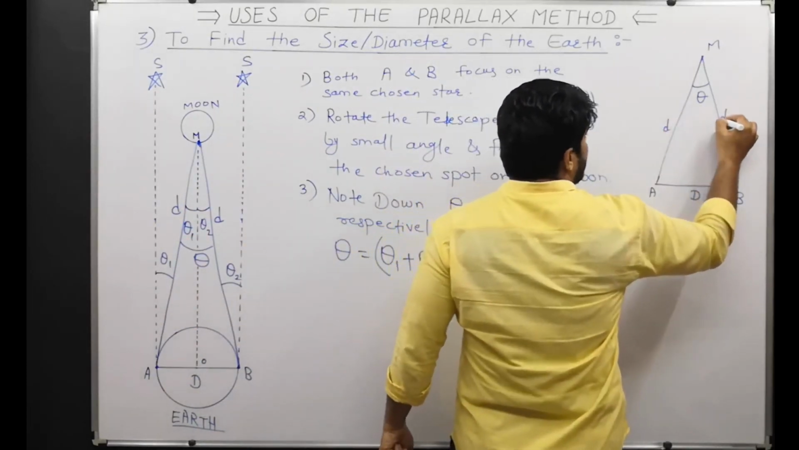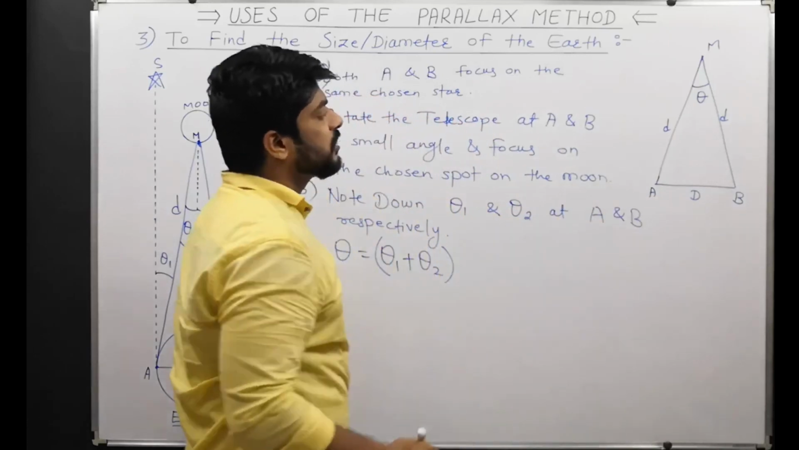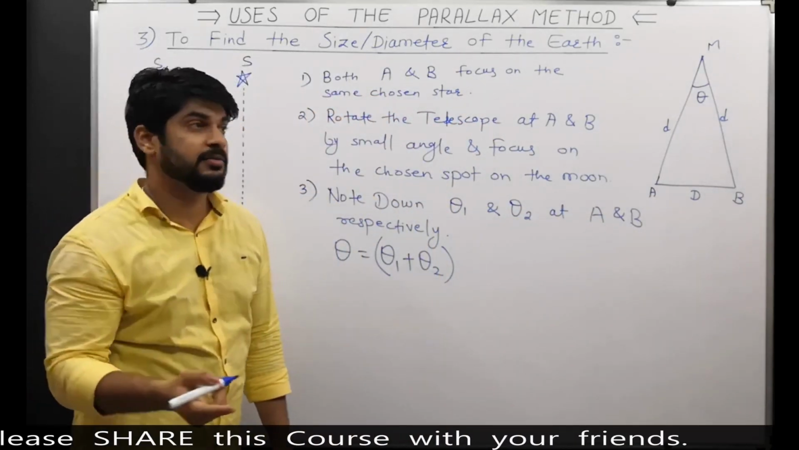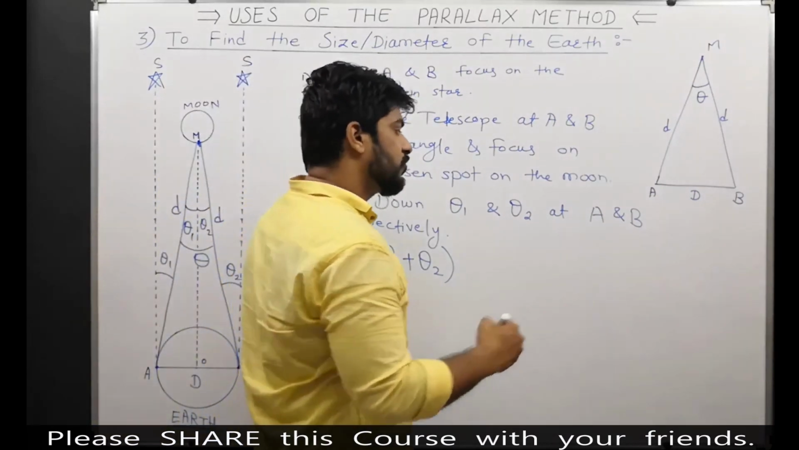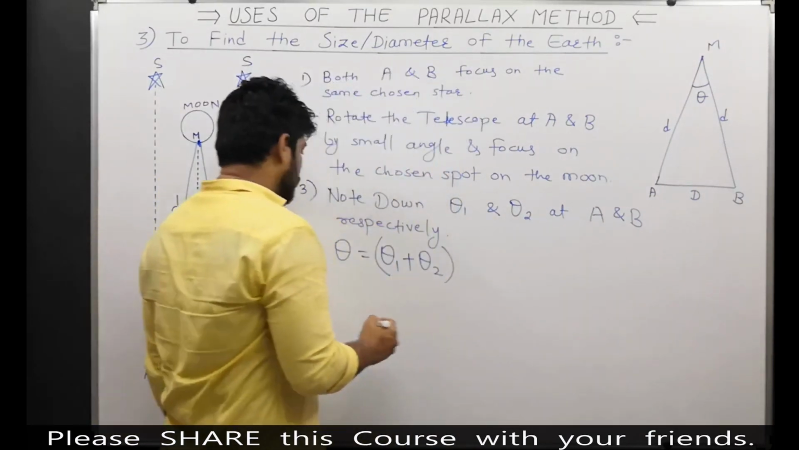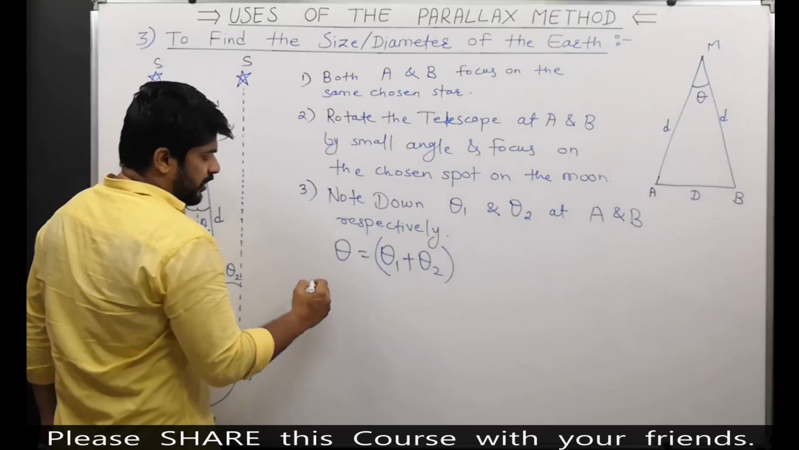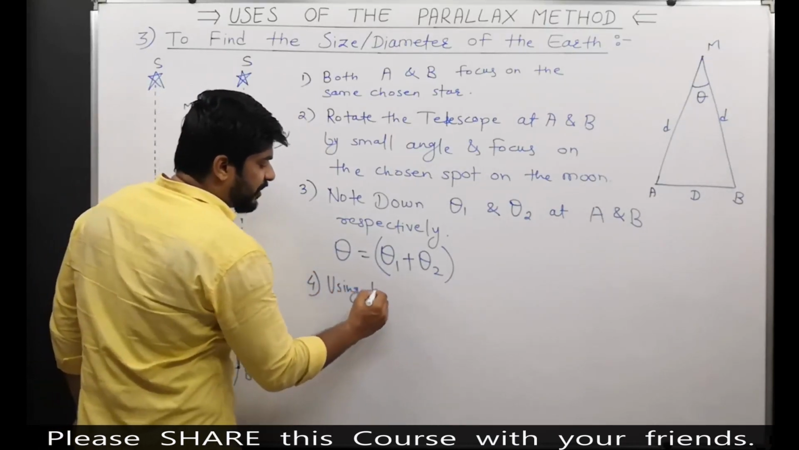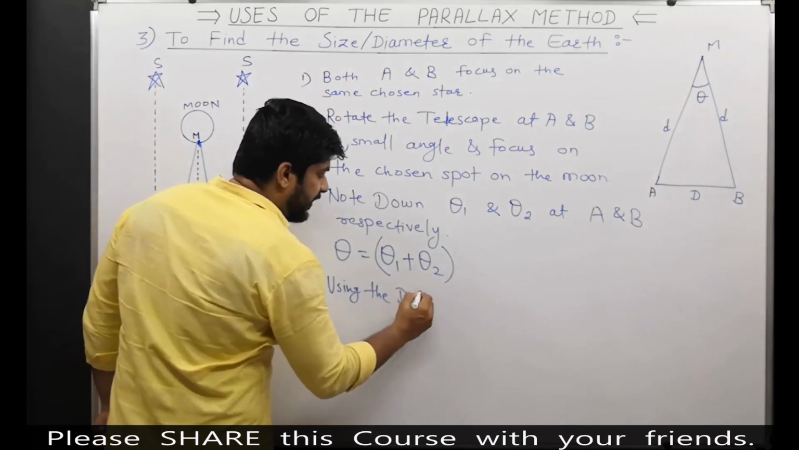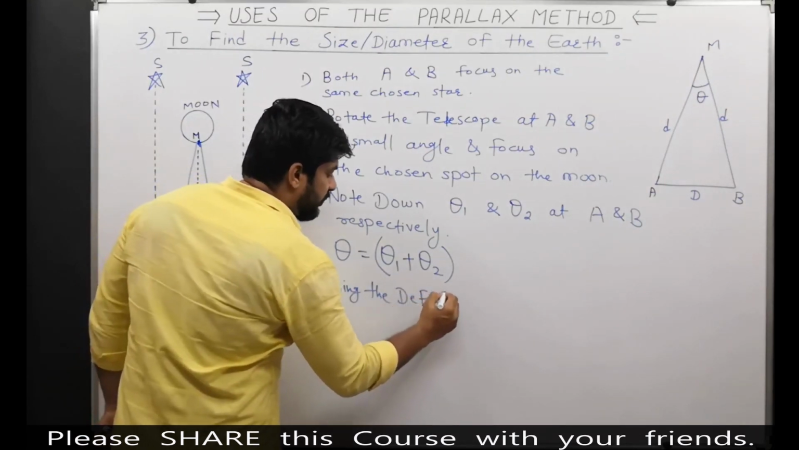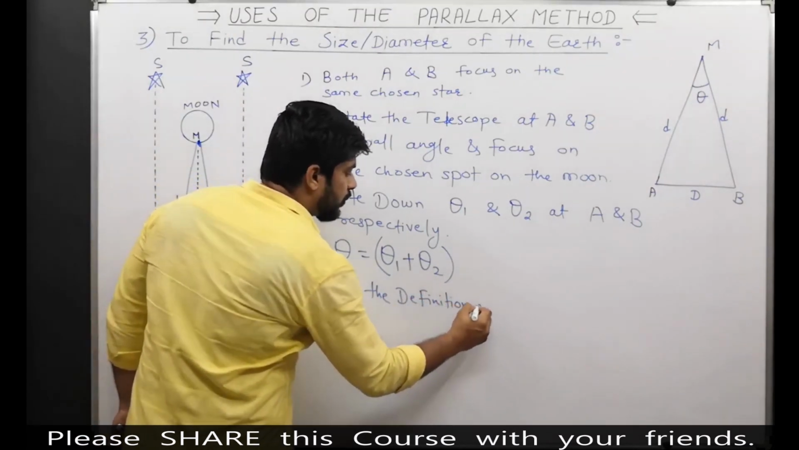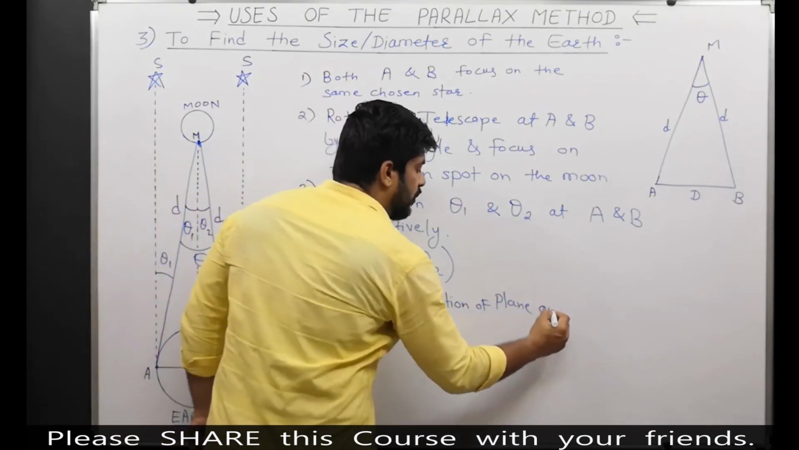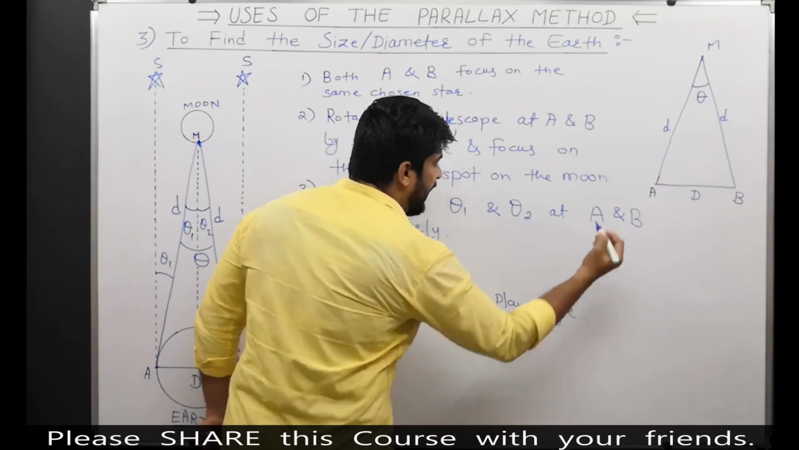This is small d. Using this figure we can find out capital D, which is what we are trying to find. It's very simple. We move to the fourth step, using the definition of plane angle. As we all know, the definition of plane angle.